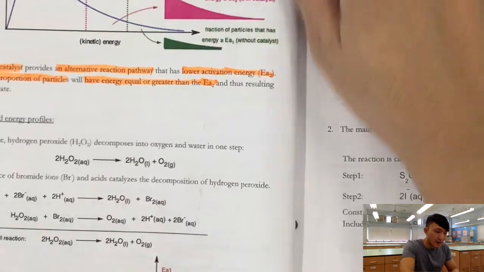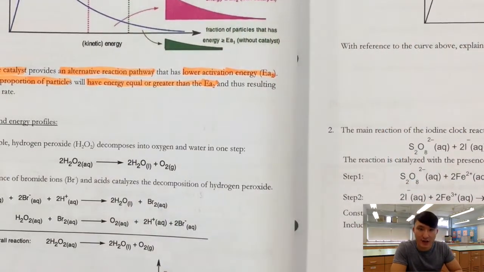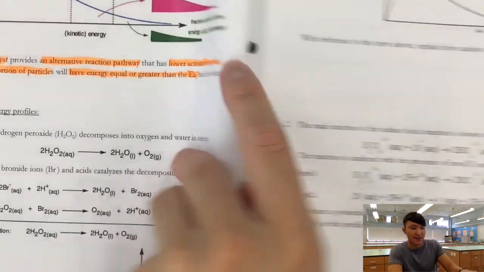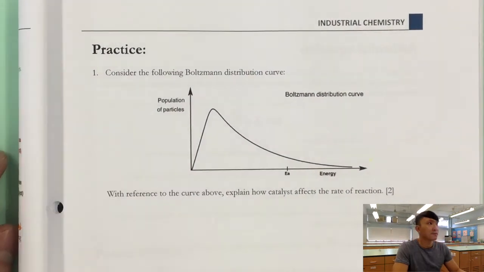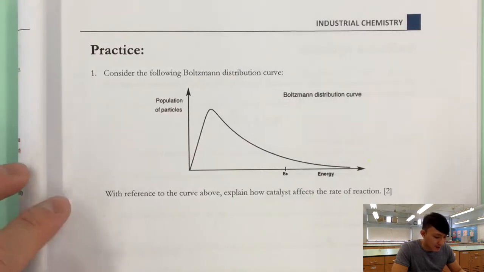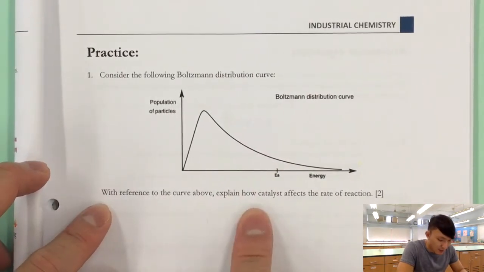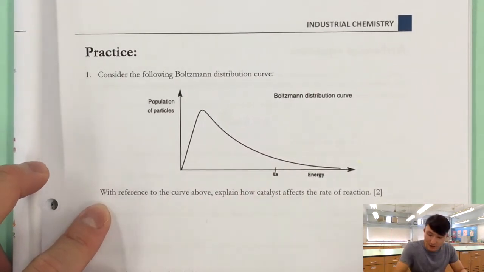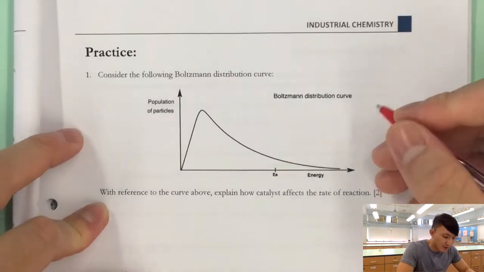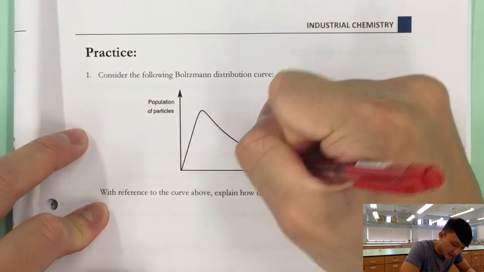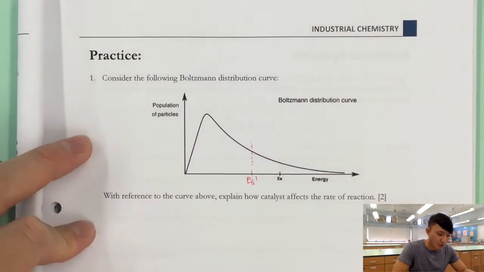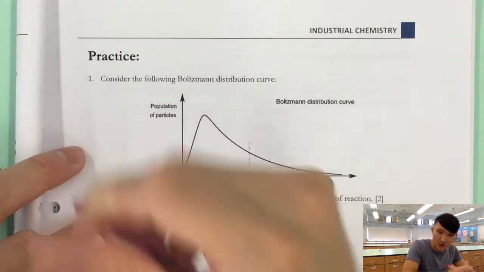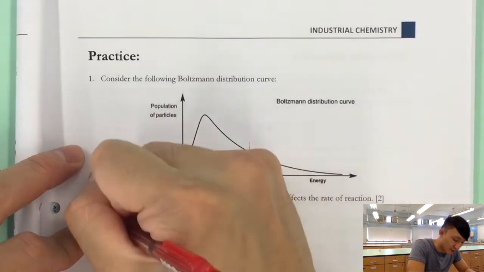So this is how we explain the effect of catalyst on reaction rate using the Boltzmann distribution curve. Again, we have a practice question. Pause the video and attempt it yourself. Here, with reference to the curve, explain how catalysts affect the rate of reaction. With the catalyst, we have a new activation energy, EA prime. First of all, we have to use the definition of the catalyst.